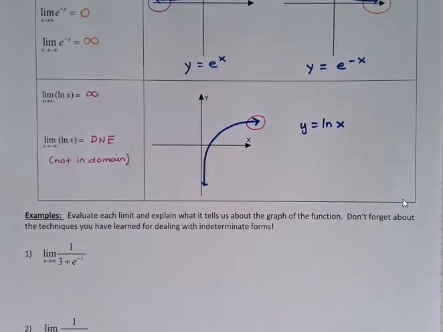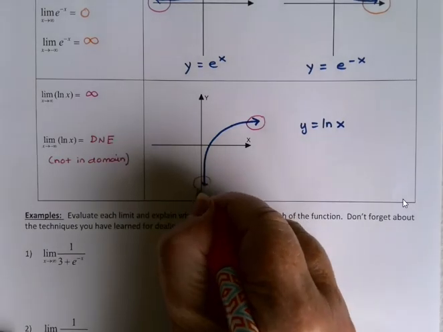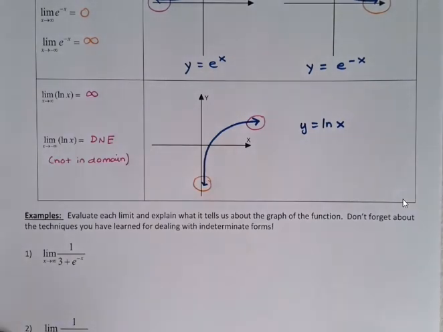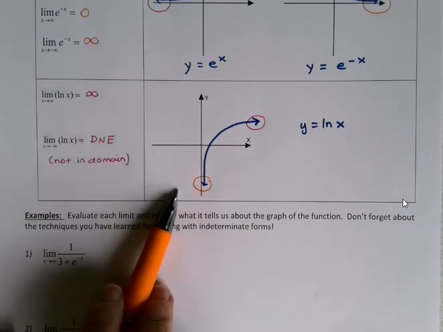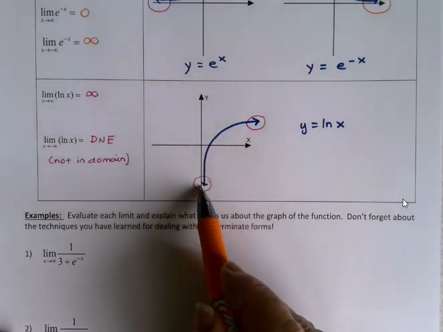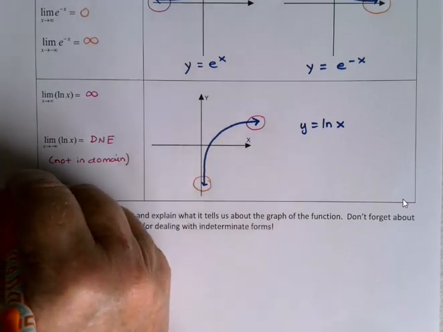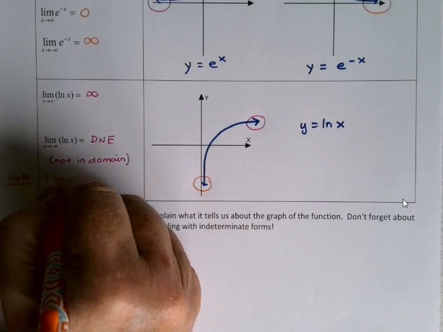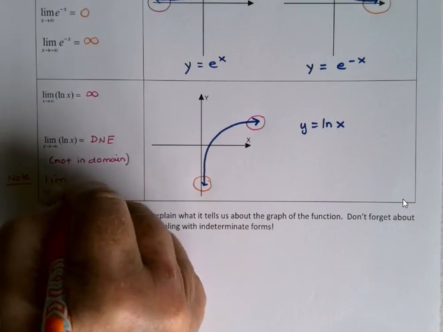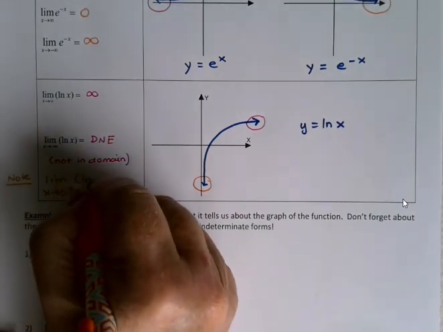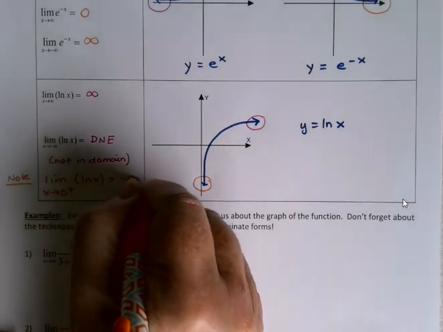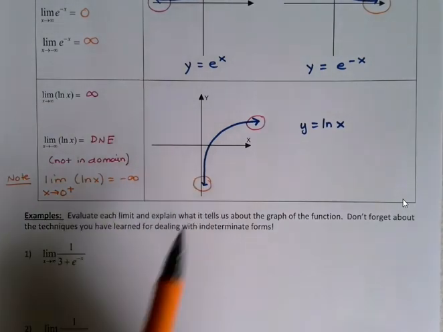Although it's not a limit as x goes to infinity or negative infinity, there is one more limit I'm just going to mention here while we've got the graph showing, and that's this one. We can only approach 0 from the right because the left side's not in the domain. But if we do approach 0 from the right, notice our graph is going to negative infinity. So I'm just going to put that in as a little note. If x approaches 0 from the right, ln x goes to negative infinity. And that's that vertical asymptote right there.